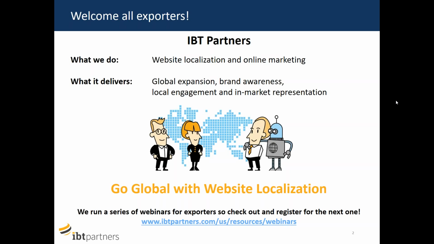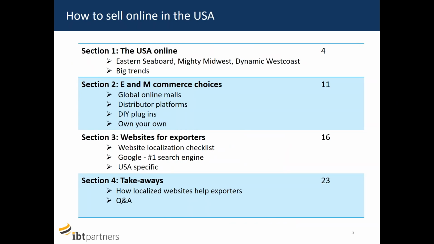So what we're going to talk about today is a brief overview of the USA online in general. I've divided the US into the big three sections and try to give a top down on some of the bigger trends that are hitting the USA in terms of online. Then I'll discuss a little bit about the e-commerce choices that exporters typically face when they're looking at the U.S. market and what are the pros and cons of those choices. And then dig down a little bit further into specifics on your website choices and how you can best leverage your websites to boost your sales in the United States.